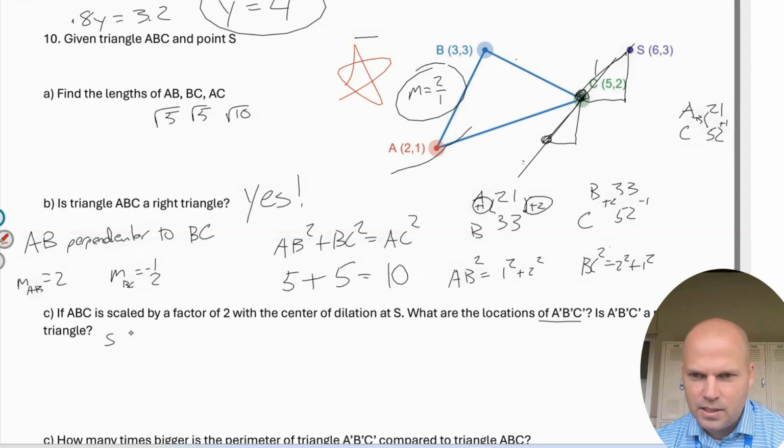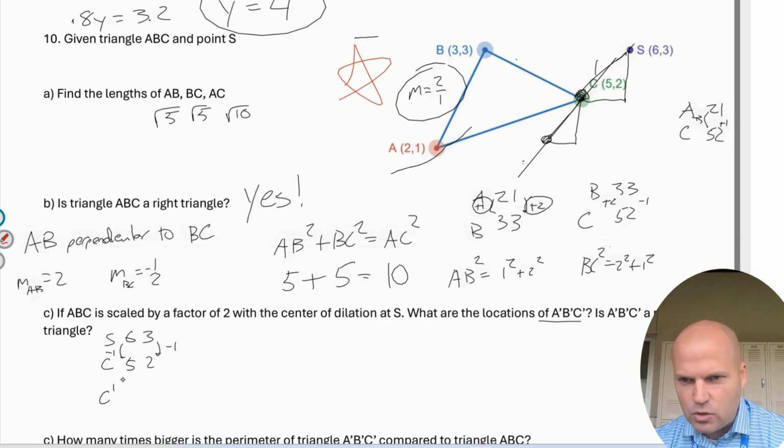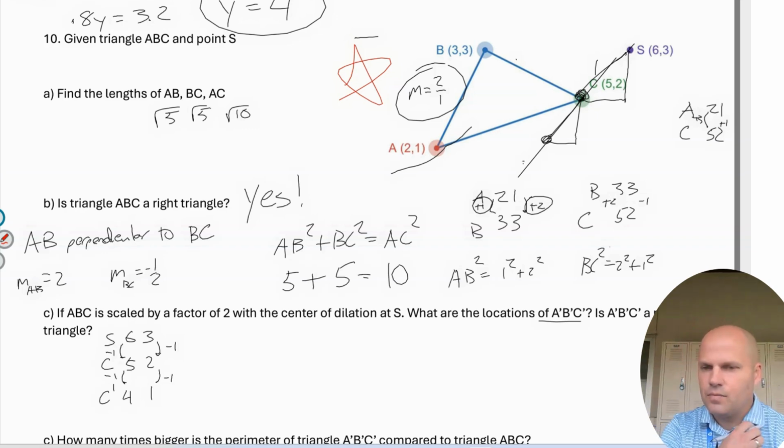We'll start with S, the center of dilation, which is the most important point. We'll have C, which is 5, 2. We understand that the slope is down 1 over 1. Well, if I want to double things to make this twice as far as it started, I'll just continue to apply that slope. Or instead of subtracting 1, I'll subtract 2 from 6. So this becomes 4 and this becomes 1 if I just continue and I double things.